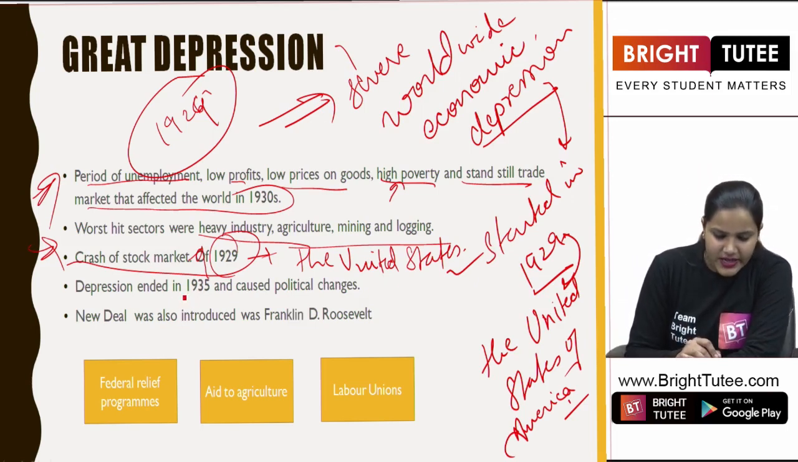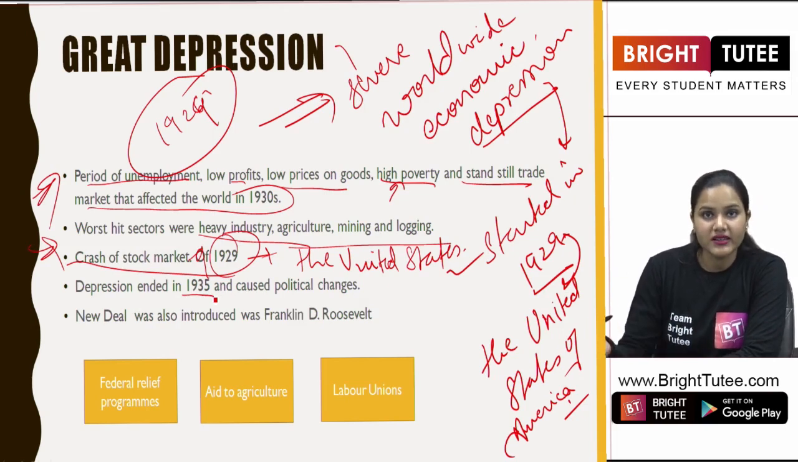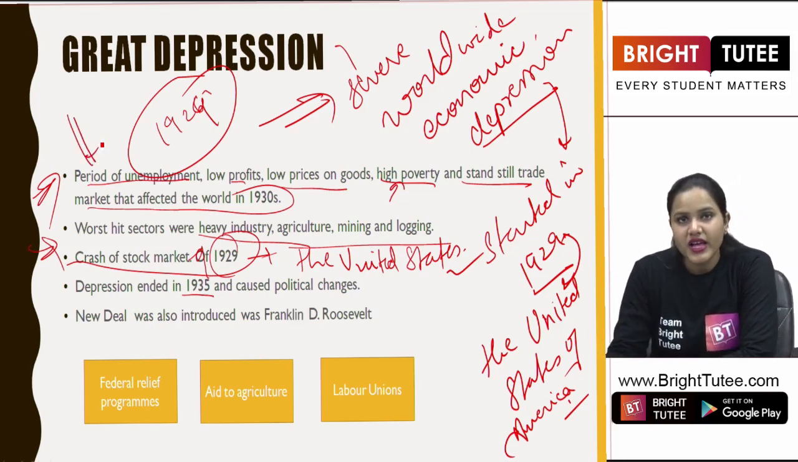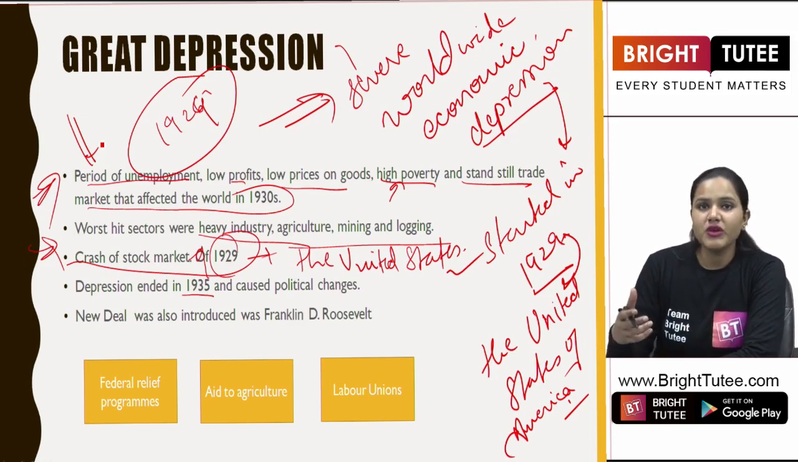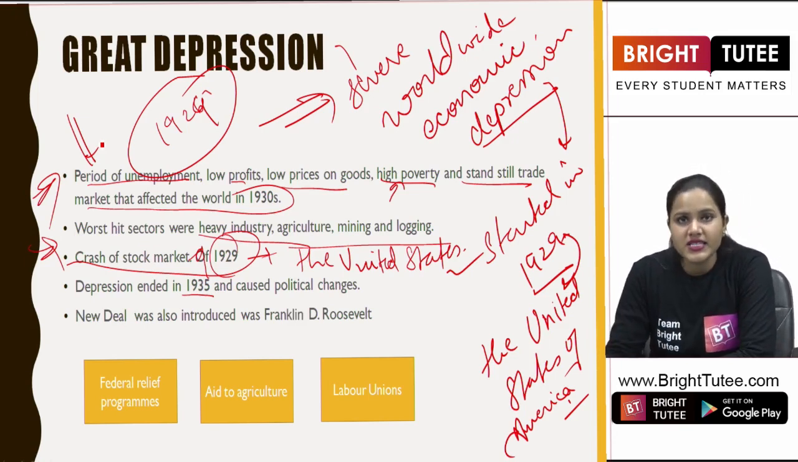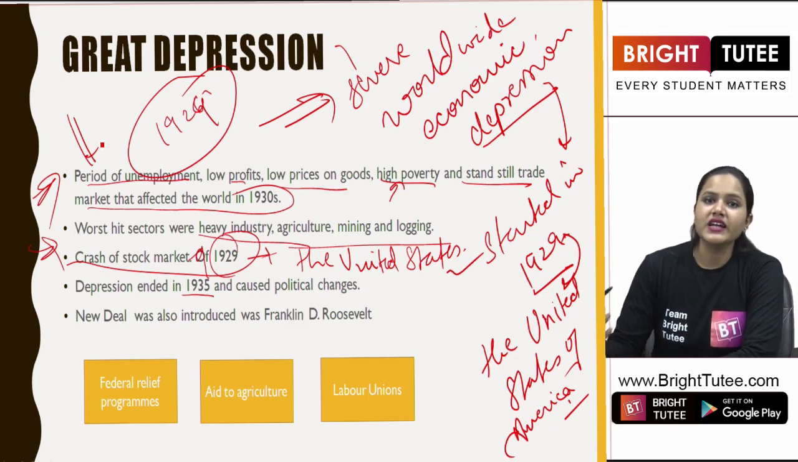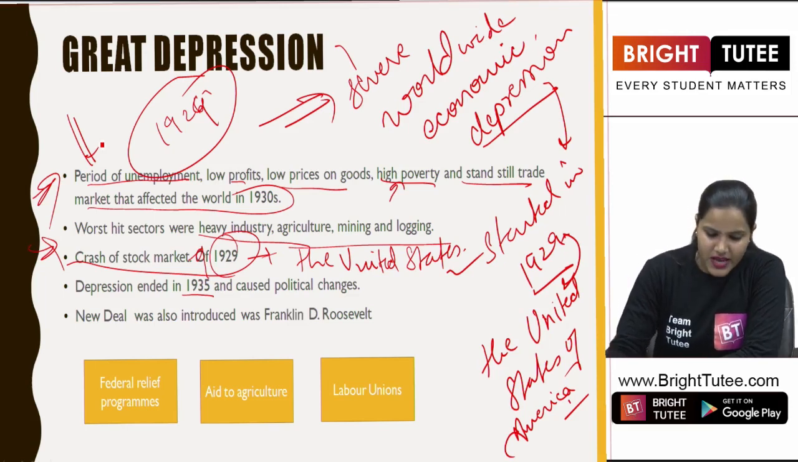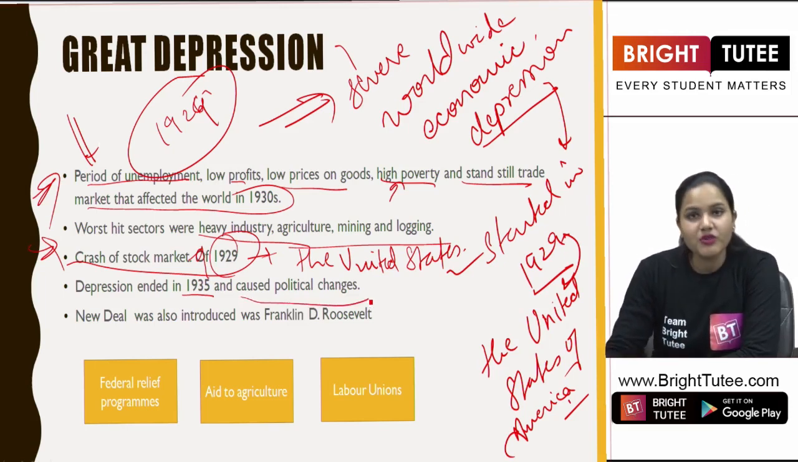Now the depression ended in 1935 finally, because the starting period was not the same everywhere. In 1929 it happened in the United States. Somewhere it started in the early 1930s and so on. But finally the depression ended in 1935 and it caused many political changes.